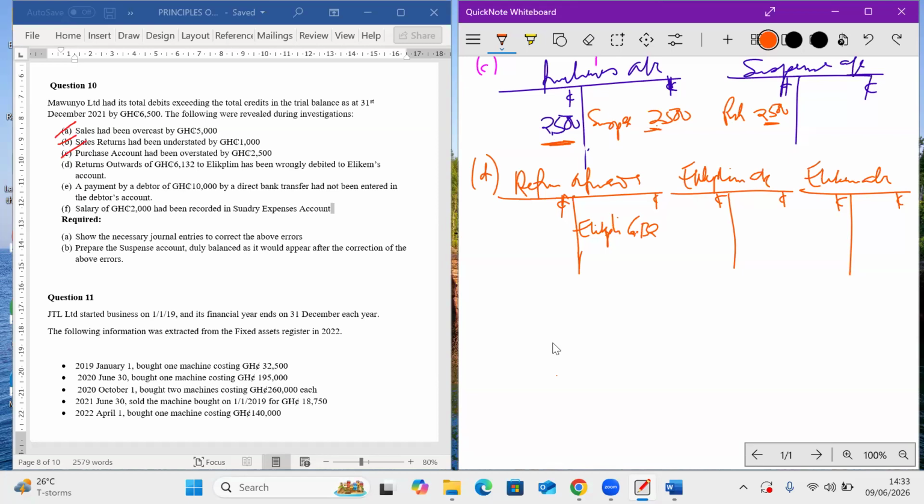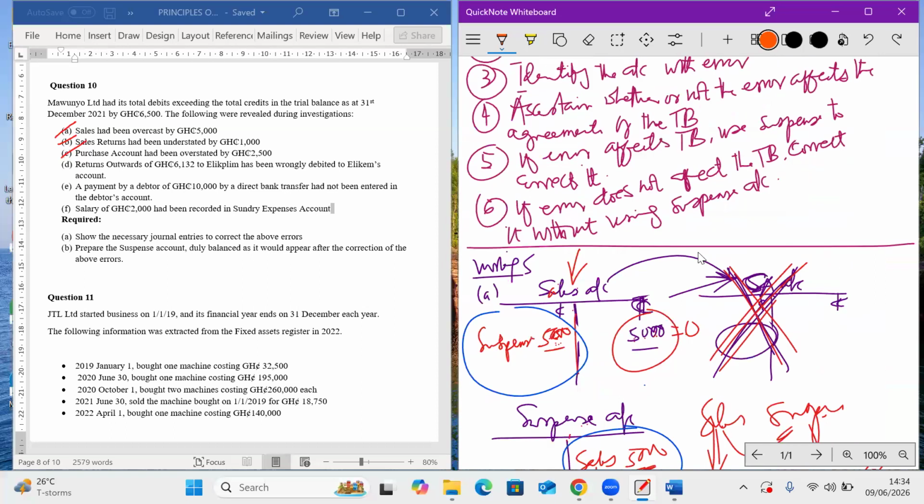So how would it be treated in Elichem's account? Read the transaction. It will be on the debit side. So it was debited. So you come here, 6132. Where is this 6132 coming from? Return outwards account. So we've recorded it as the transaction says. This is what happened.